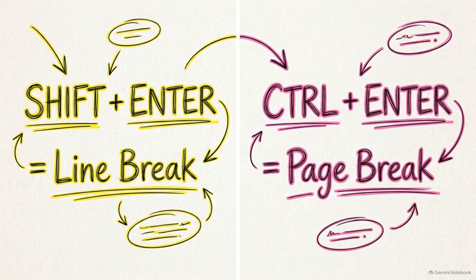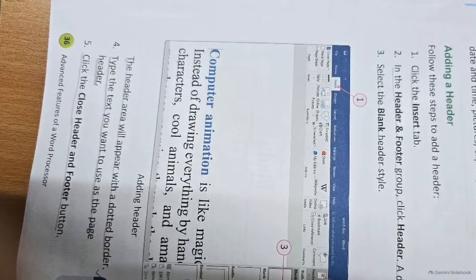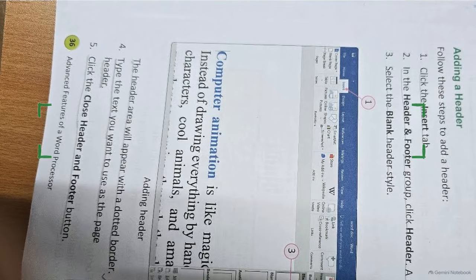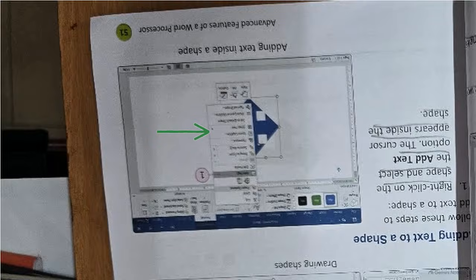Let's direct our attention to the Insert tab, specifically the header and footer group. You use these menus to add text that repeats at the top or bottom of every single page. A quick exam shortcut, you don't even need the ribbon to access these. Just double-click the top or bottom margin of your document, and the header or footer editing area will automatically open. Shapes and pictures also live in the Insert tab. When you insert a shape, you can type directly inside it by right-clicking the shape and selecting Add Text.